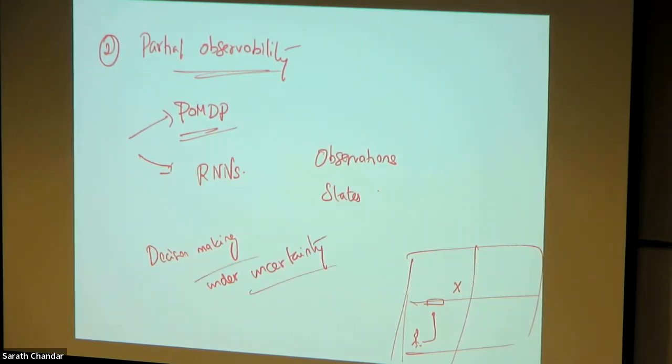Okay, which is not the case with MDPs. Especially if you have access to everything, right? Now with partial observability, you don't know things in the future, so you have to be very cautious about your planning.